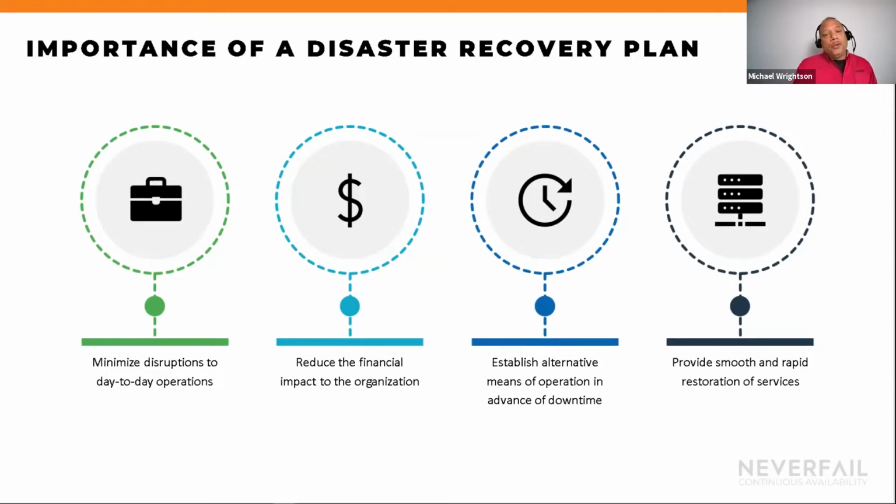Each one of those tiers will have a different type of hammer, if you will, or a different type of product that you can use to protect those applications. You don't want to use something that can recover in 30 to 90 seconds for something that you don't need for several days. So there's some planning that goes into this, and that provides you with smooth and rapid restoration of business services.